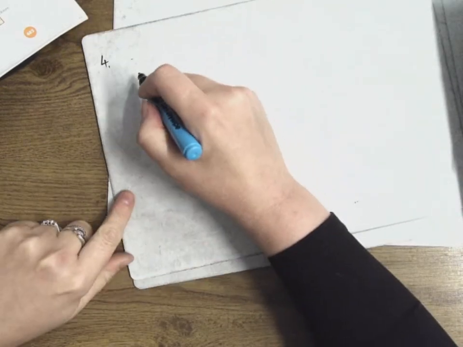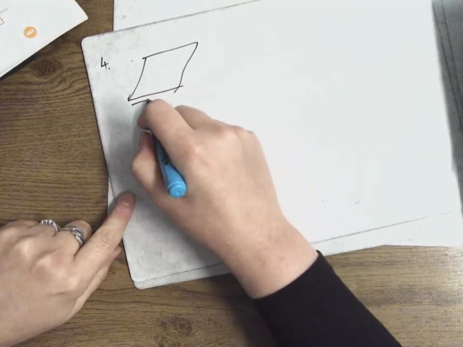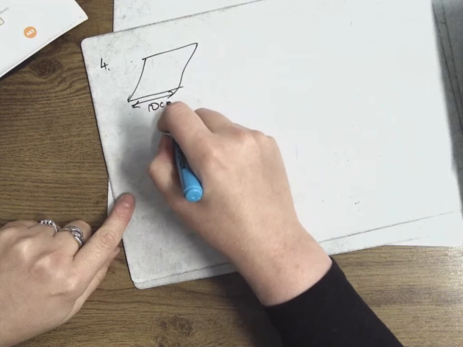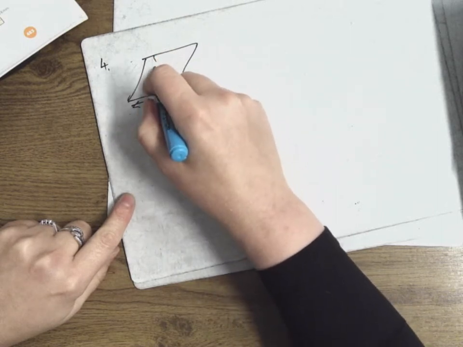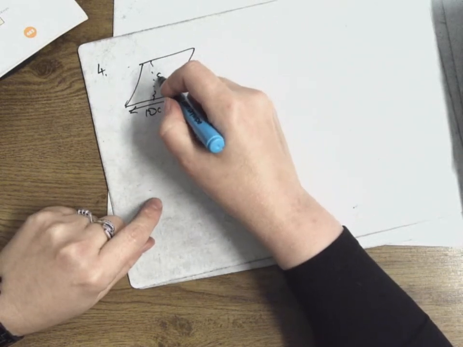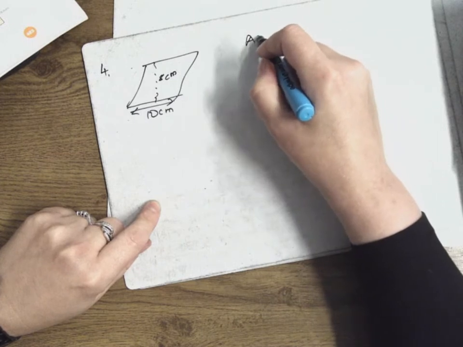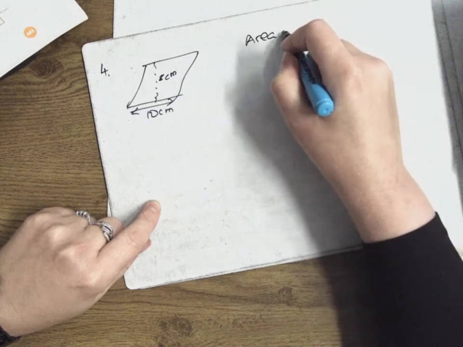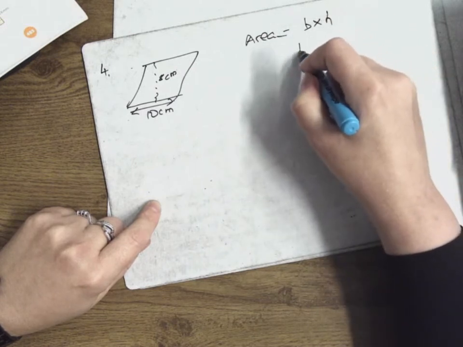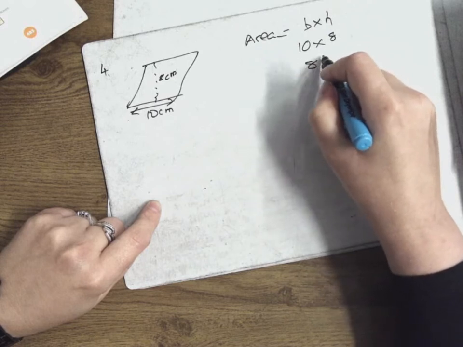So next one, number 4, find the area of this parallelogram. The base is 10 centimeters, and the straight up height, I'll go with 8 centimeters. The area of a parallelogram is just base by height, so it's the same as a triangle without the half. So it's base multiplied by height, which is 10 multiplied by 8, which is 80 centimeters squared.